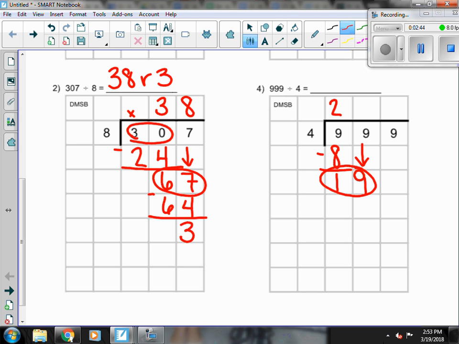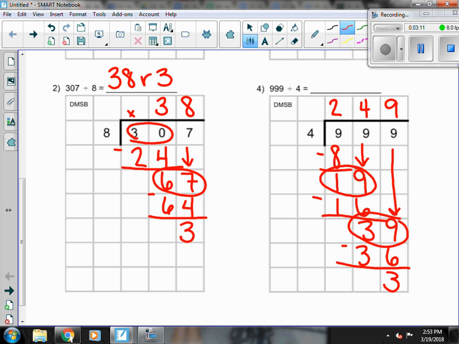4 goes into 19 4 times. 4 times 4 is 16. I subtract, I get a remainder of 3 for my tenths. And then I bring down my last 9 and start over with my new number. 4 goes into 39 9 times. 9 times 4 is 36. Then I subtract, and I get 3, and there's nothing else to bring down, so that is my remainder. So we get 249, remainder 3.